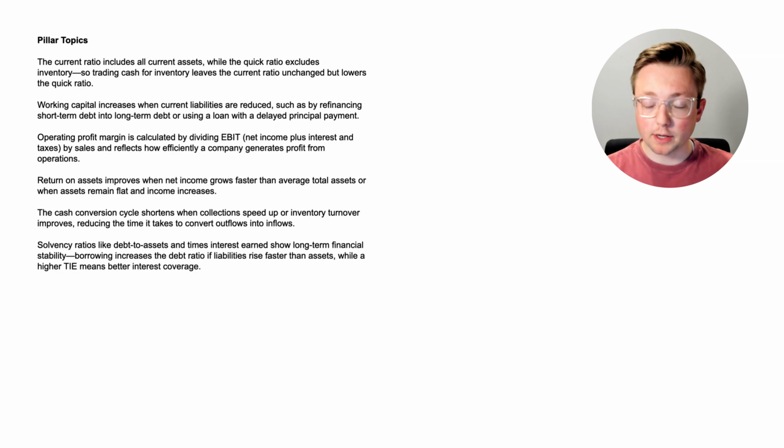First off, the current ratio includes all current assets, while the quick ratio excludes inventory. Again, that's kind of the easiest way to think about it. So trading cash for inventory leaves the current ratio unchanged, but lowers the quick ratio because, again, inventory is not included in the quick ratio.